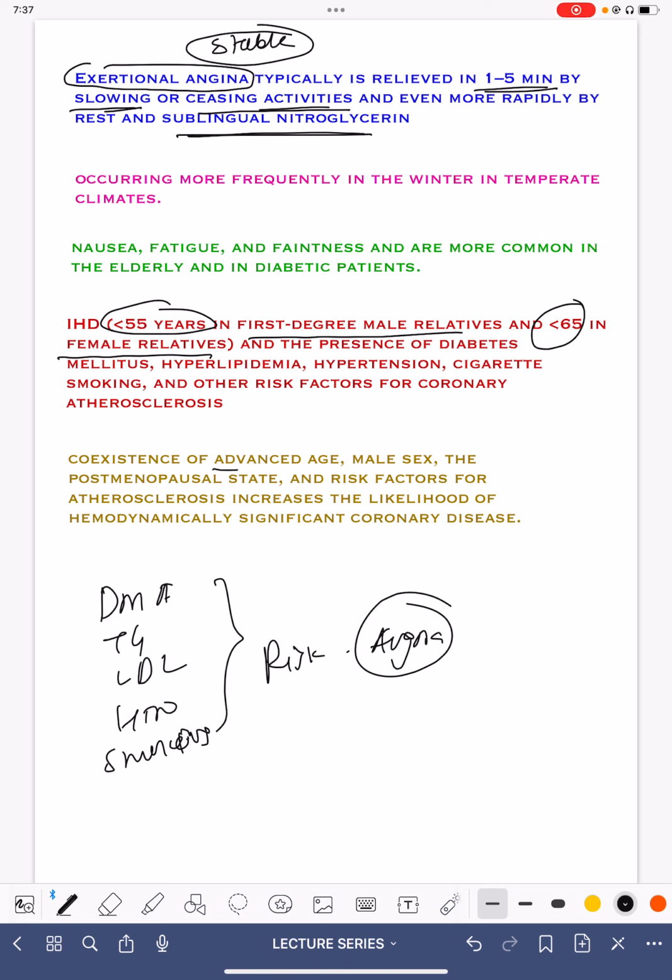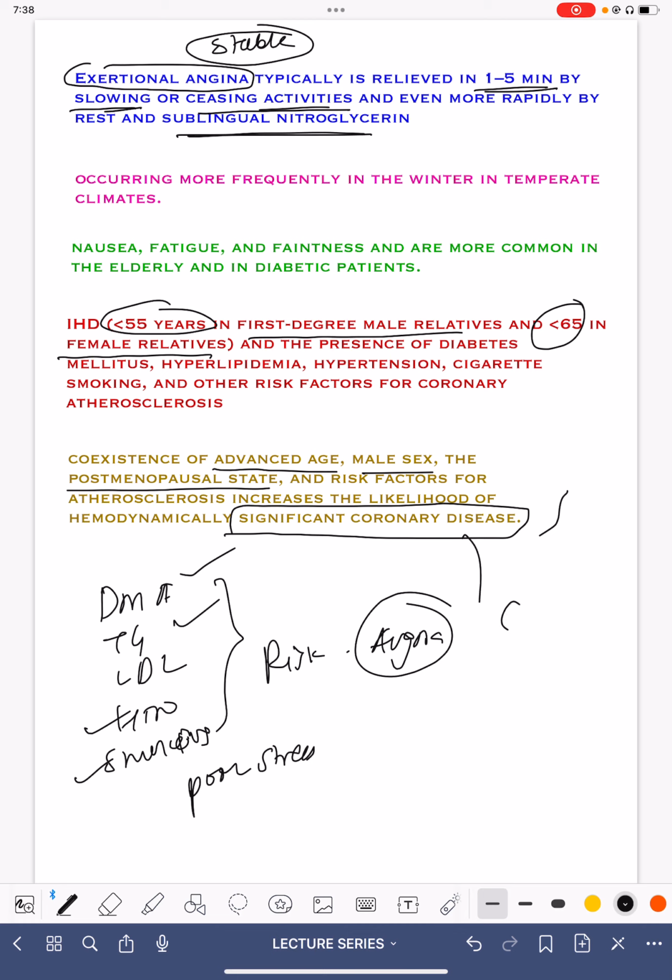So, the presence of advanced age, male sex, post-menopausal state, and risk factors like diabetes, hypertriglyceridemia, or abnormally high LDL or low HDL, hypertension, smoking, alcoholism, bad lifestyles, poor sleep, stress. These are all the risk factors which put the patient at risk of significant coronary artery disease pathology, and these patients may have the typical stable angina, which, if it is not properly treated, may land up in unstable angina.